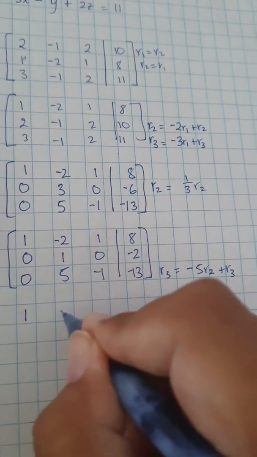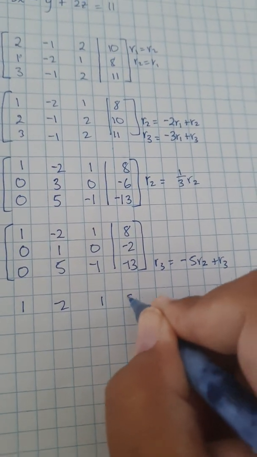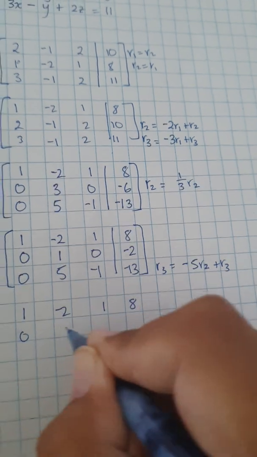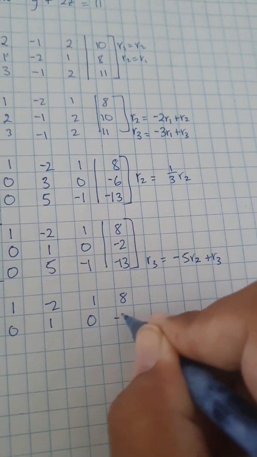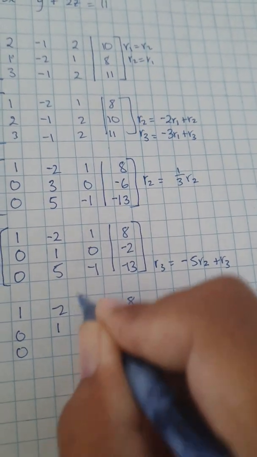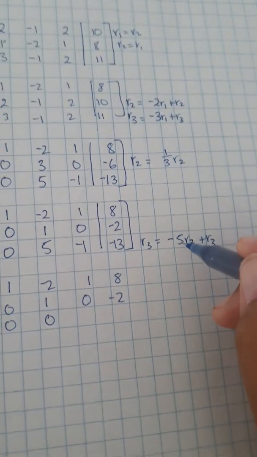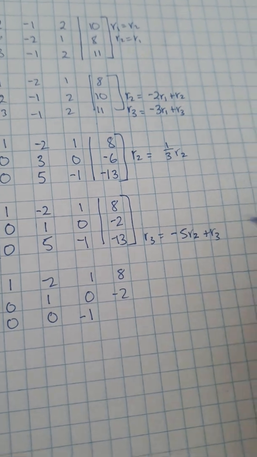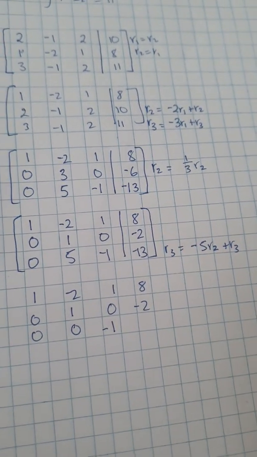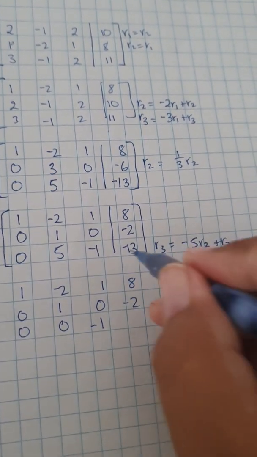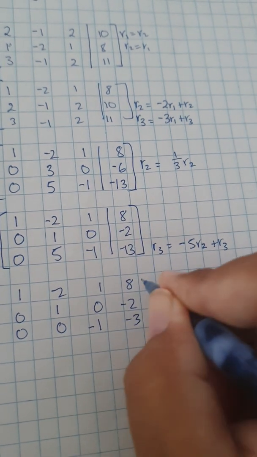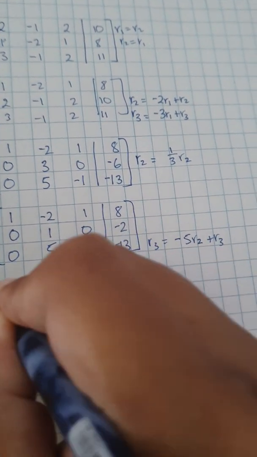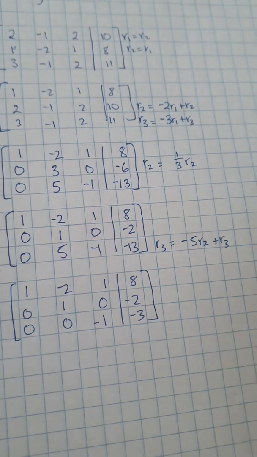Okay, 1, negative 2, 1, 8. 0, 1, 0, negative 2. And for row 3, 0 minus 5 times 0, 0. Negative 5 times 0 is 0, minus 1, still negative 1. Negative 5 times negative 2 is positive 10, plus 13, that's negative 3. Sorry, positive 10 minus 13, negative 3 there.